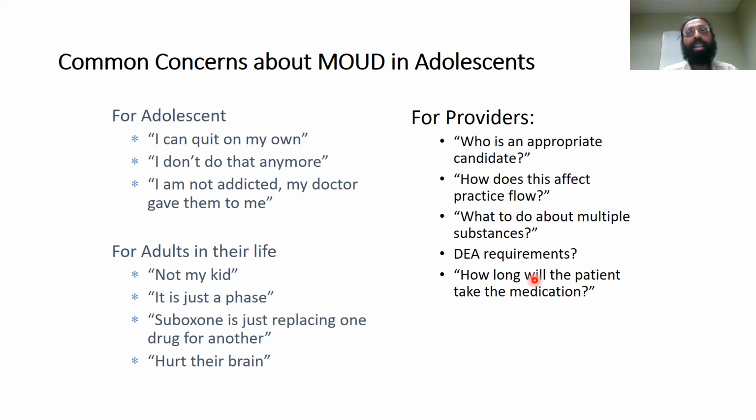These are just common concerns I hear from the adolescent. I can quit on my own. I don't do that anymore. I'm not addicted. My doctor gave them to me, whatever. And for the adults in the life of the child: not my kid, right? It's just a phase. They'll grow out of it. Replacing one drug with another can come up. These are the things that we can really engage with them about, for both the adolescent and the adult, to hopefully counteract some of these stigmas, like that they hurt the brain.